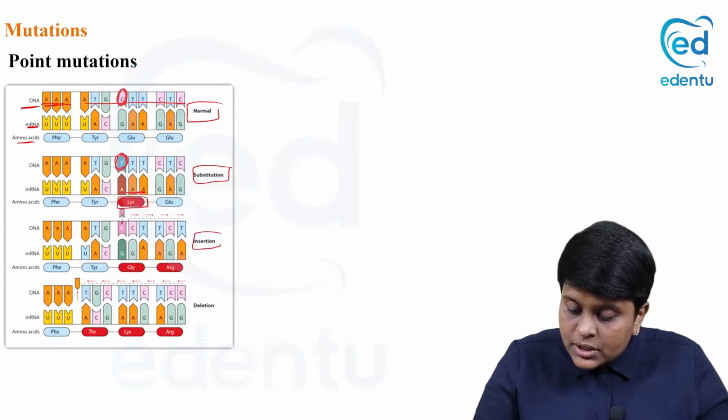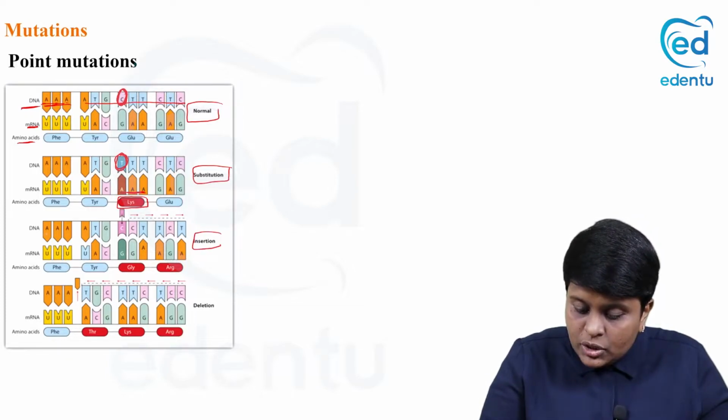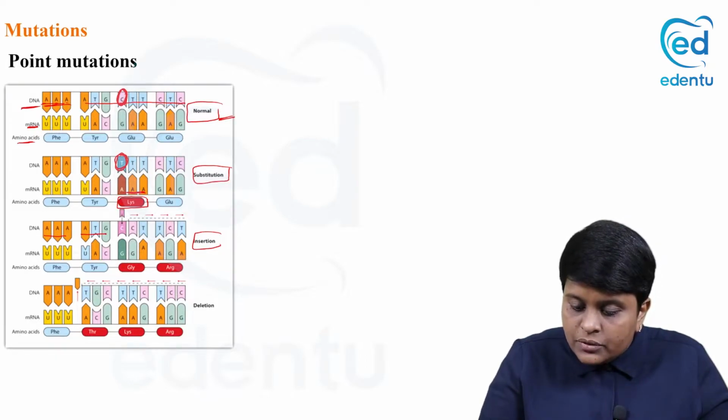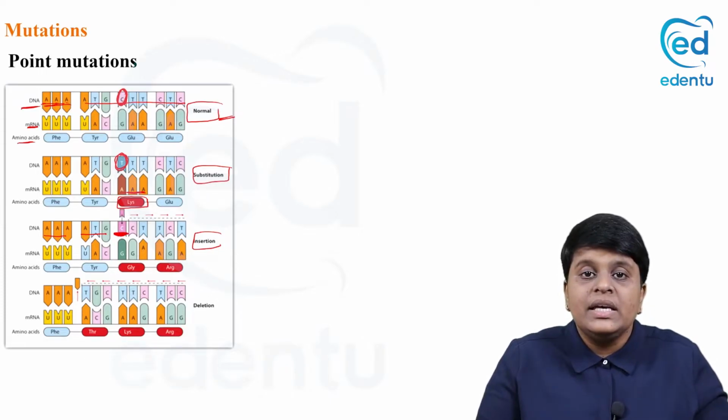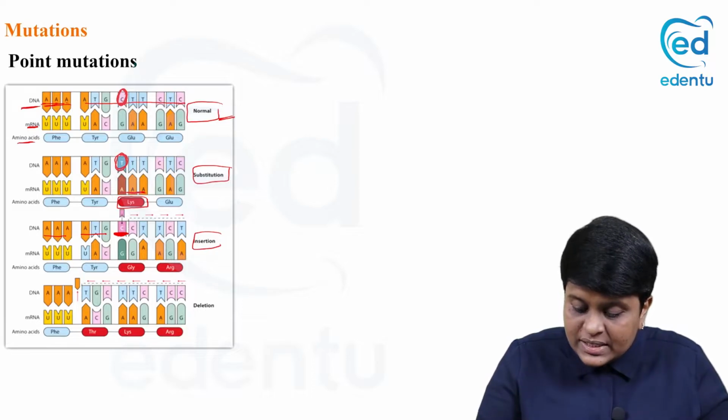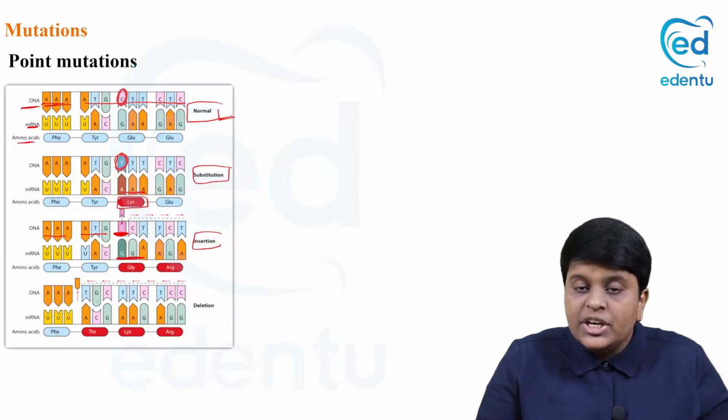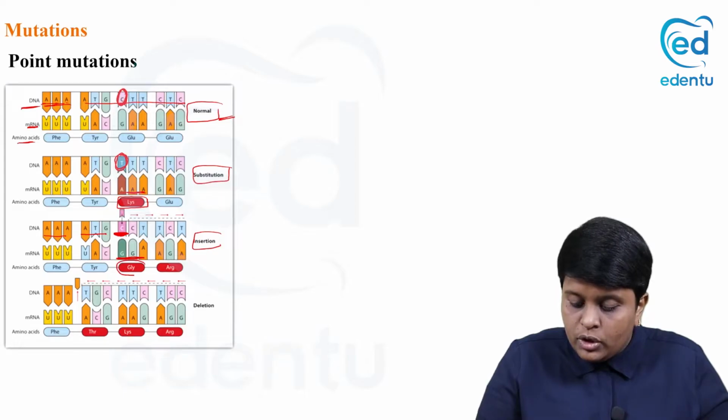Then you have insertion. You see the same sequence here; compare it with the normal one. You have ATG, and here instead of CTT, you have inserted another C, and the CTT is moved to this side. So a C, or cytosine residue, is inserted here, and that also will change the mRNA code and add a different amino acid.